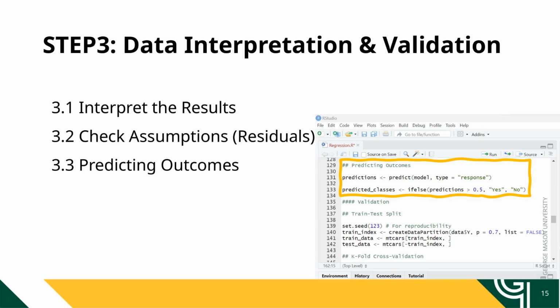Predicting outcomes with a logistic regression model involves estimating the probability of an outcome for new or existing data points based on the model's coefficients. The predict function provides predicted probabilities ranging from 0 to 1. A standard threshold of 0.5 is applied. Probabilities above 0.5 indicate the positive class, while those at or below indicate the negative class.